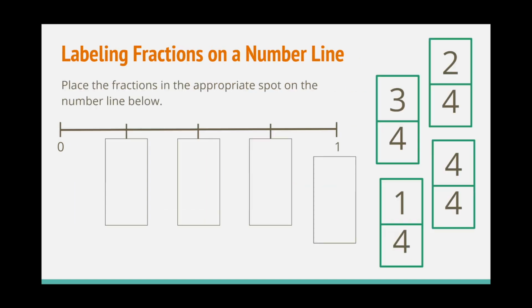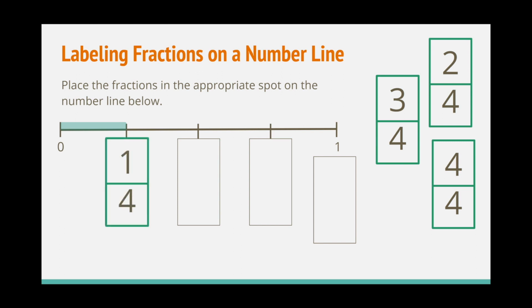We're going to move on to labeling fractions on a number line. Place the fractions in the appropriate spot on the number line. So we're going to use what we just learned to help us. If I shade in the first part of this number line, like this, there's 1 part colored in out of, let's count, 1, 2, 3, 4 equal parts. So the fraction that goes in the first box should be 1/4. So I'm going to take that and I'm going to put it right there.